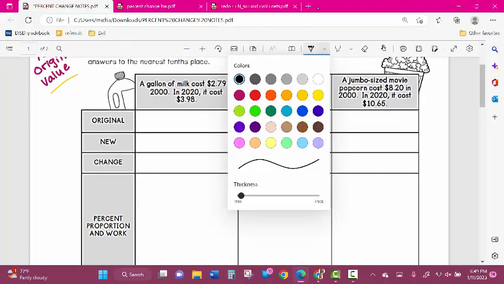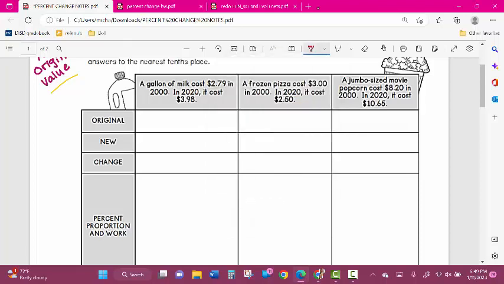Okay, so looking at the first column here, the gallon of milk problem, it says a gallon of milk cost $2.79 in 2000. In 2020, it cost $3.98. So know that the original price was the earlier price that I have, $2.79. Okay, now in 2020, so the later price that I have is going to be the new one, and that is $3.98.